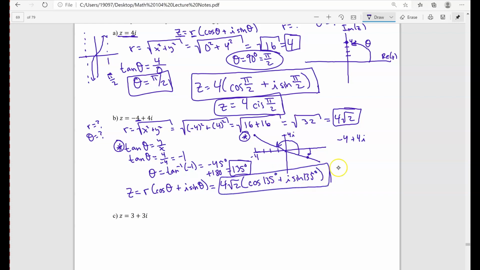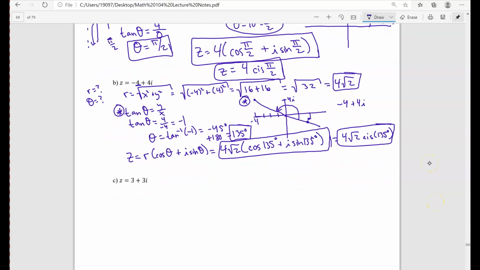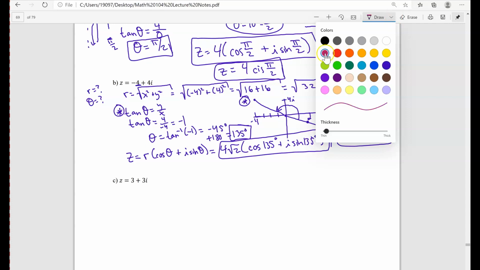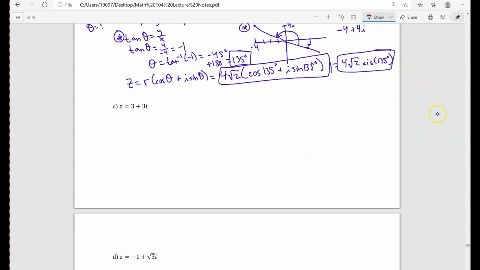Obviously you could have written it as 4 square root of 2 cis 135 degrees. Usually the problem will tell you if it wants it in radians or degrees or in both. If it doesn't give you something, you can do whichever you want. But usually on your homework, it'll tell you to use degrees or radians for WebAssign. Okay, so let's do a couple more.